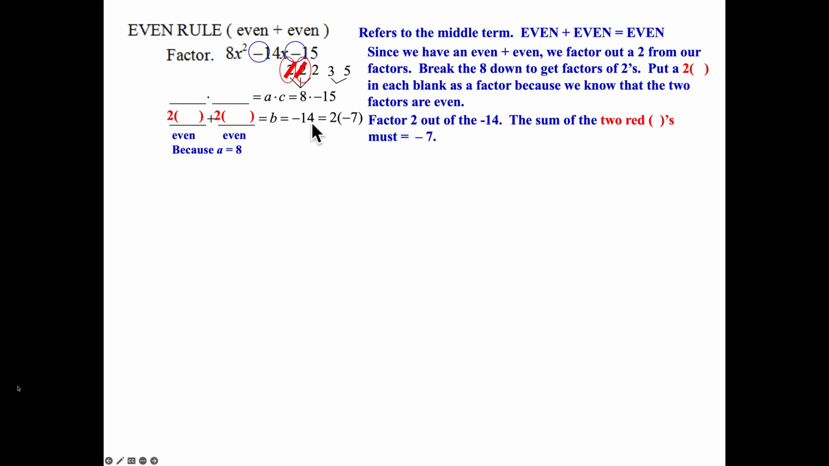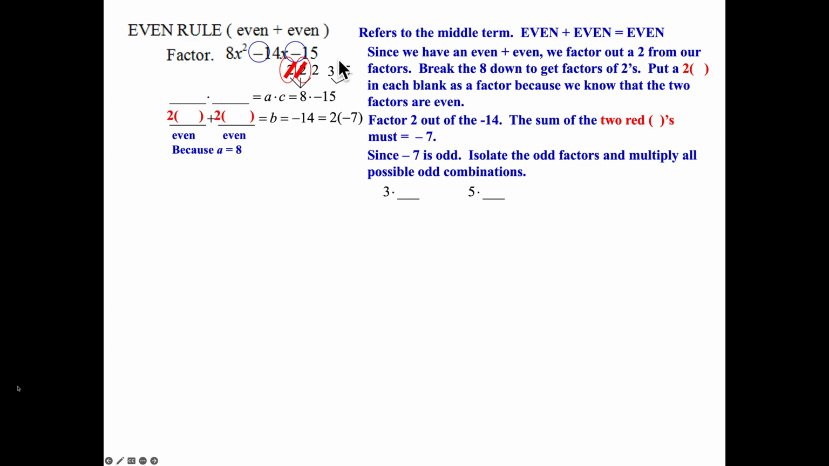Then we're going to break our 14 down to 7 times 2. We're going to keep the negative here on the 7. And now what has to happen is the remaining factors 2, 3, and 5 have to create two numbers that subtract to be 7. And since 7 is odd, isolate the odd factors: 3 times something, 5 times something, and multiply the 3 and the 5, 15 times something. So I cover up the 3, that leaves me 2 and 5. That's a 10.